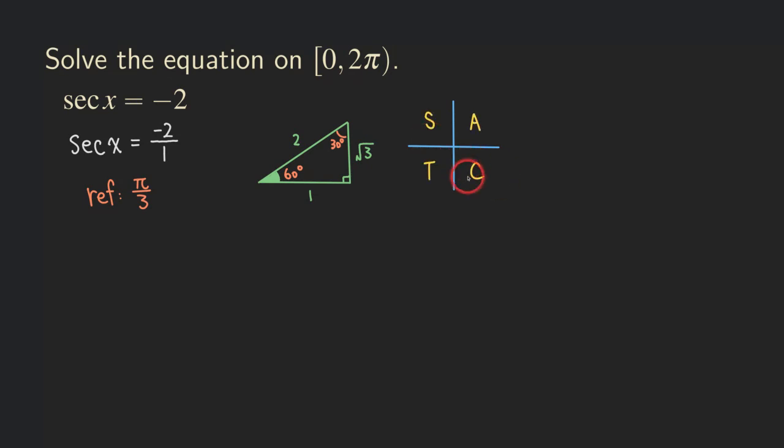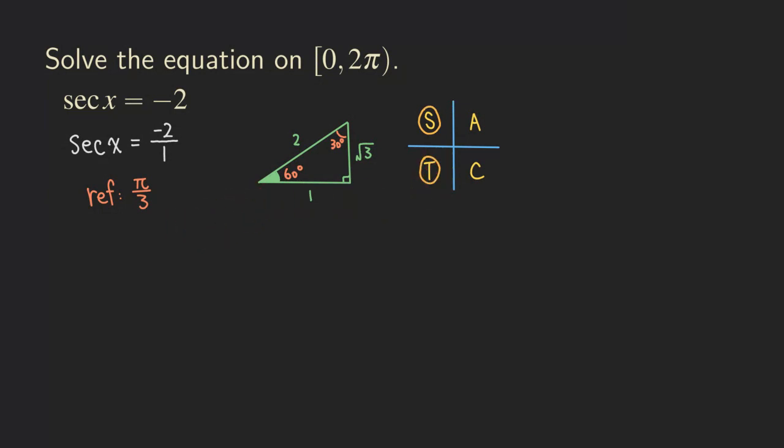In this case, as you can see here, secant actually corresponds to the cosine function, right? So in this quadrant, cosine is positive, and in the first quadrant, of course, cosine is also positive. That means in the other two quadrants, quadrant 2 and quadrant 3, cosine would be negative. So those are the two quadrants that we are looking at here. This one and then the other one.